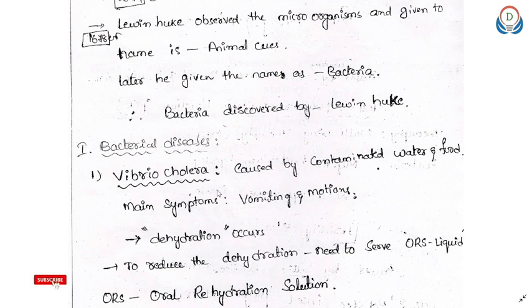Vibrio cholera is caused by eating contaminated food or drinking contaminated water. What are the main symptoms? They get vomiting and motions, right? And dehydration occurs. Dehydration, we all know.